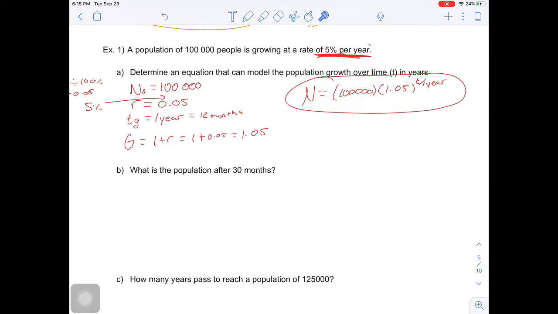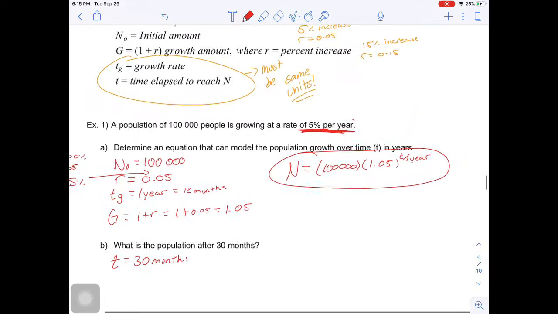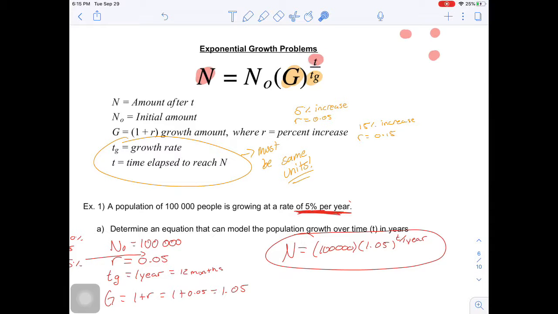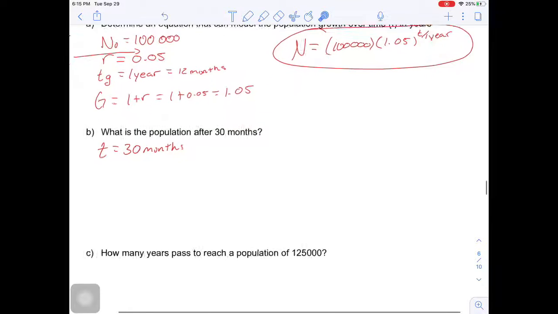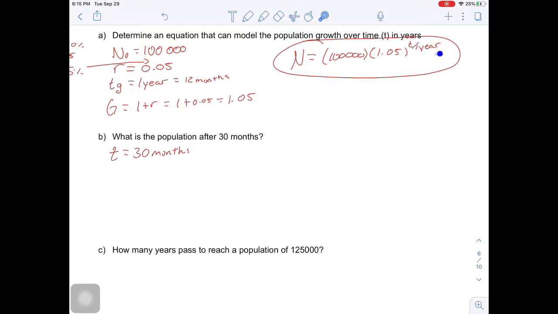Now, if you go below, part b is going to say, what is the population after 30 months? So recognize t equals 30 months. It wants to know the N value, or how much it has grown to. The problem with using this equation is that it's in years. So you either need to convert 30 months into years, or I can change this equation to be used in months, which is what I'm going to do. This will all be the same thing, except that I can represent 1 year as 12 months. Now I have an equation where if I'm given a question with months, I can plug that in.